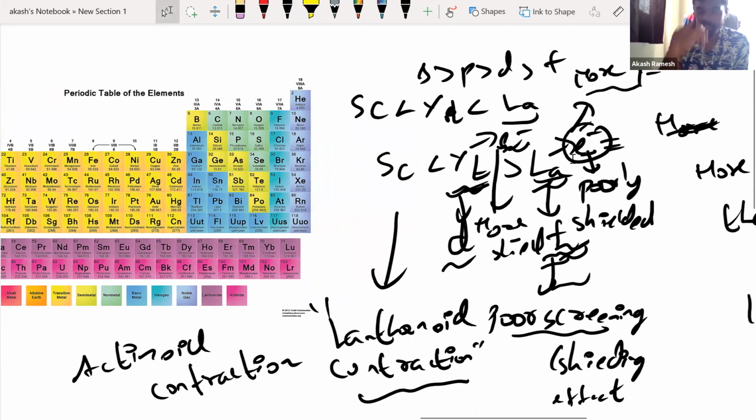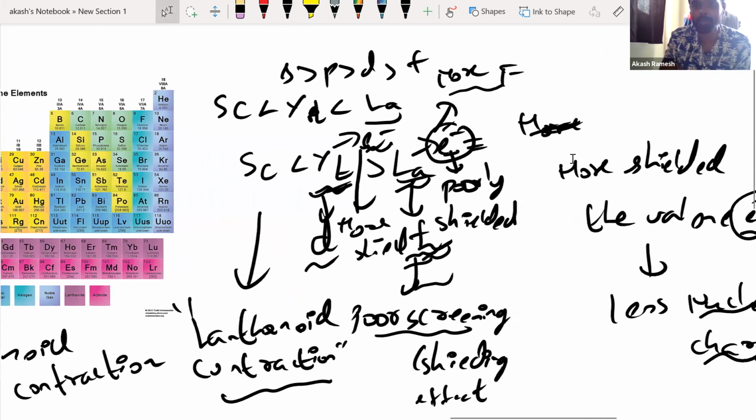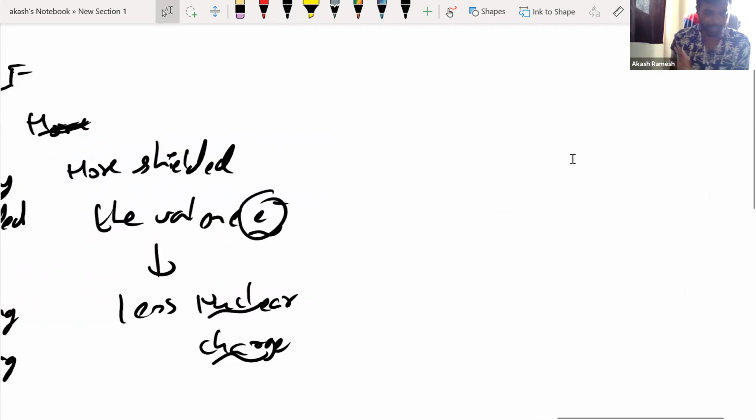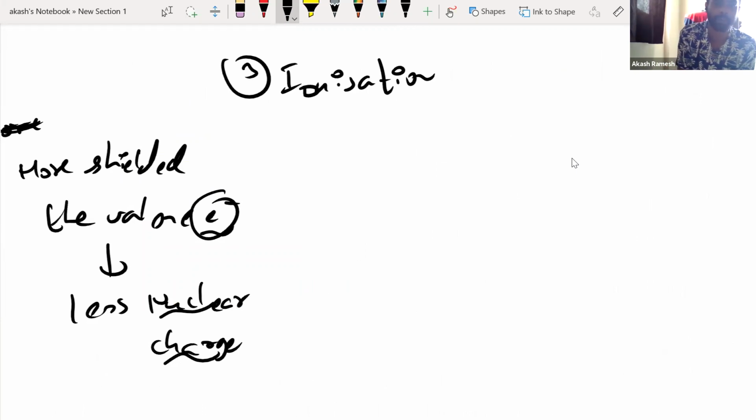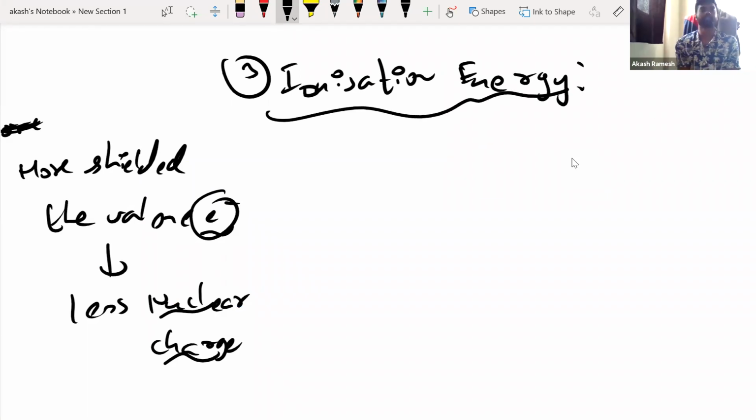Okay, so because of screening effect and shielding effect, there is one more thing which will be affected. Let me tell you, the third atomic trend we are going to see today is ionization enthalpy or energy. They call it ionization energy itself. We already saw ionization energy in your atomic structure chapter, in your Bohr's model.